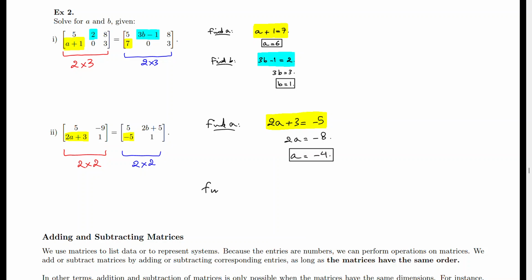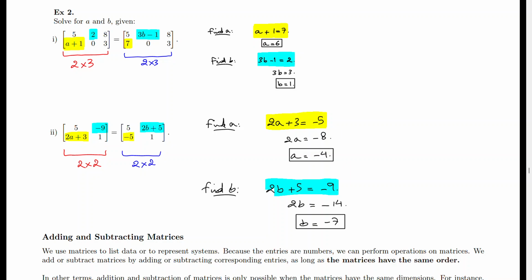So what we need to do next is find what b is. Again, I'm going to highlight the corner that b is in and highlight the opposite corner on the other matrix. So 2b plus 5 on one side, and it must be equal to -9, the other entry corresponding to it. To find b, I need to isolate it. So let's get rid of the 5 by subtracting 5 from both sides. That's going to give us -14. So b should be equal to -7 because we're dividing by 2 on both sides of the equation.